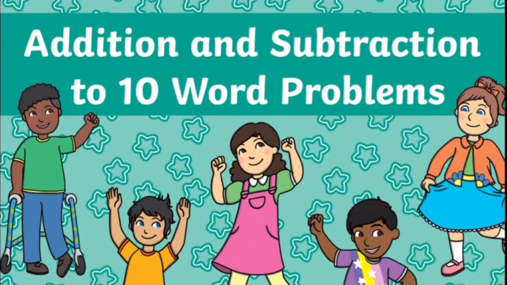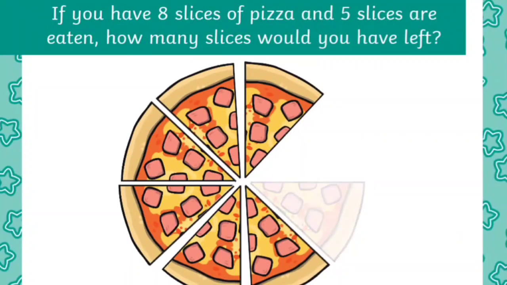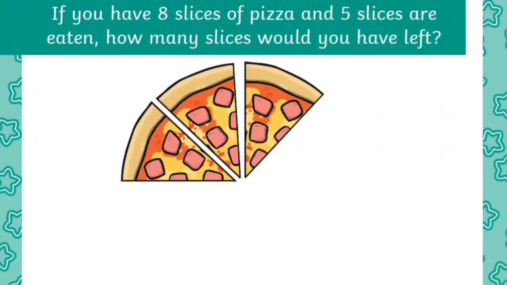Today we will learn addition and subtraction up to 10. So let's start. If you have 8 slices of pizza and 5 slices are eaten, how many slices would you have left? We will take away 5 slices. So we will have only 3 slices.